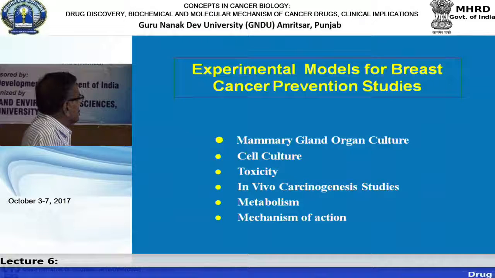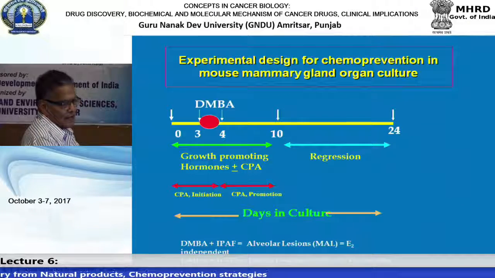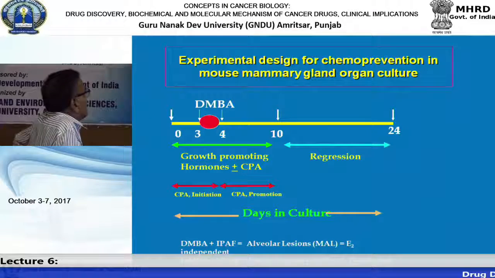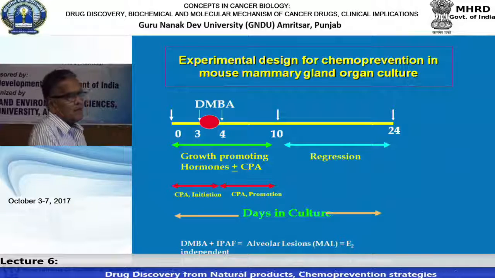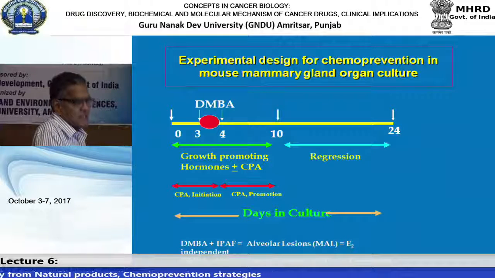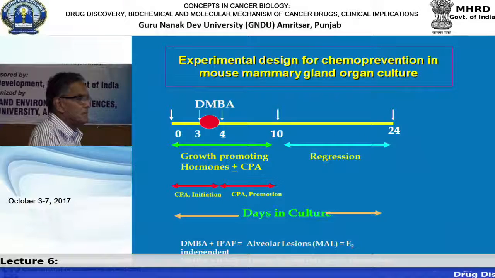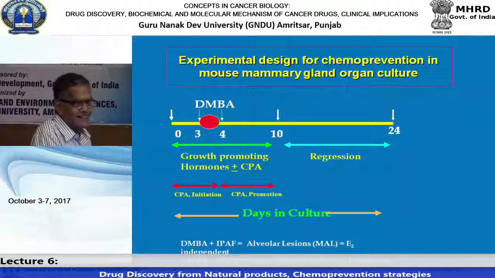Okay. So the experimental models we use for the studies, as I said, are mammary gland organ culture, cell culture, toxicity, in vivo carcinogenesis, metabolism, and mechanism of action. So this is the protocol I use for the mammary gland organ culture. Just a step back, the mammary gland organ culture system was my PhD thesis. So the thesis paid off pretty well in my career.